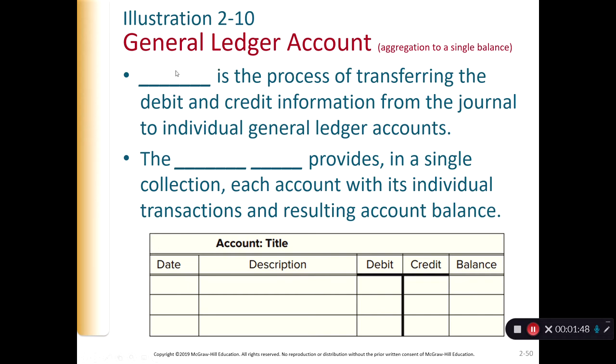We call it posting, meaning you look at the journal entries and post the debit side or credit side impact into the general ledger account. Posting is the process of transferring the debit or credit information from journal entries to individual general ledger accounts. The general ledger provides, in a single collection, each account with its individual transactions and resulting account balance.